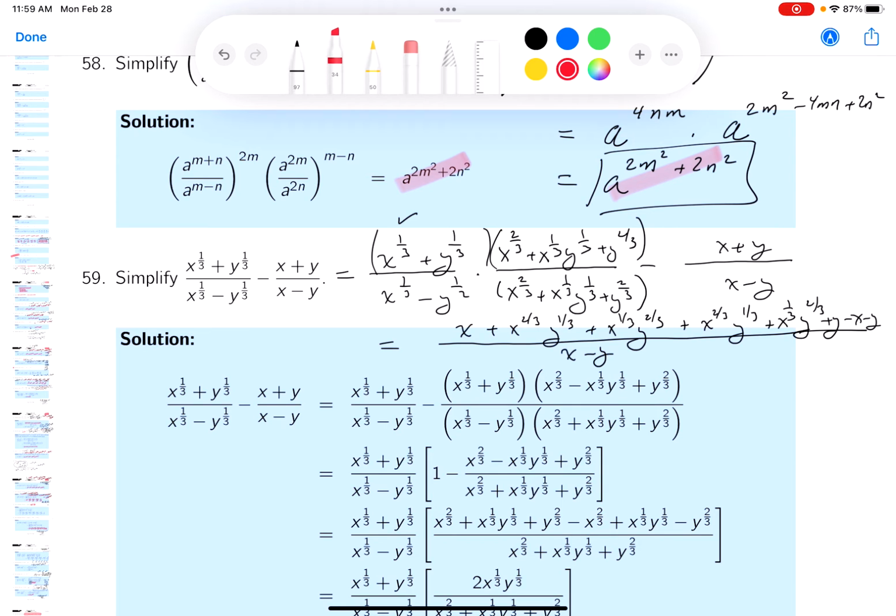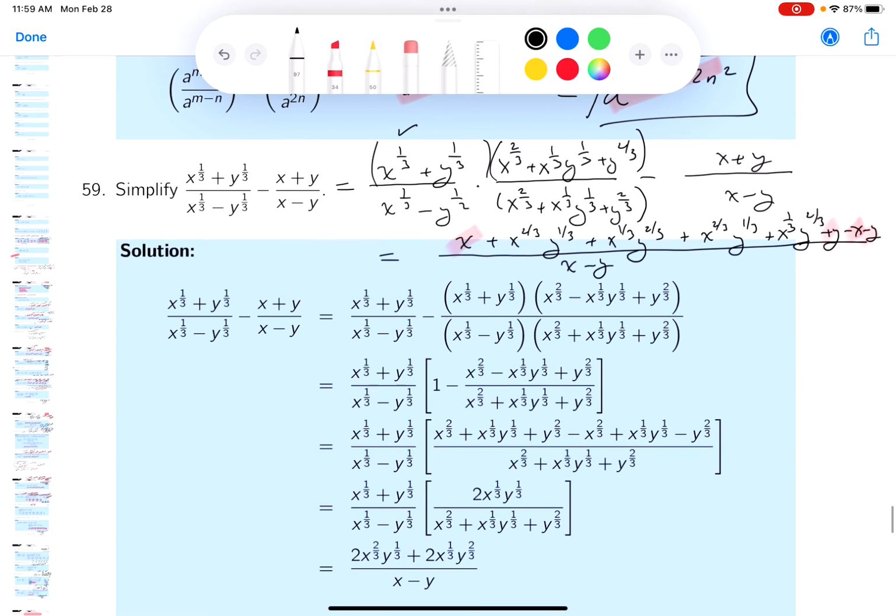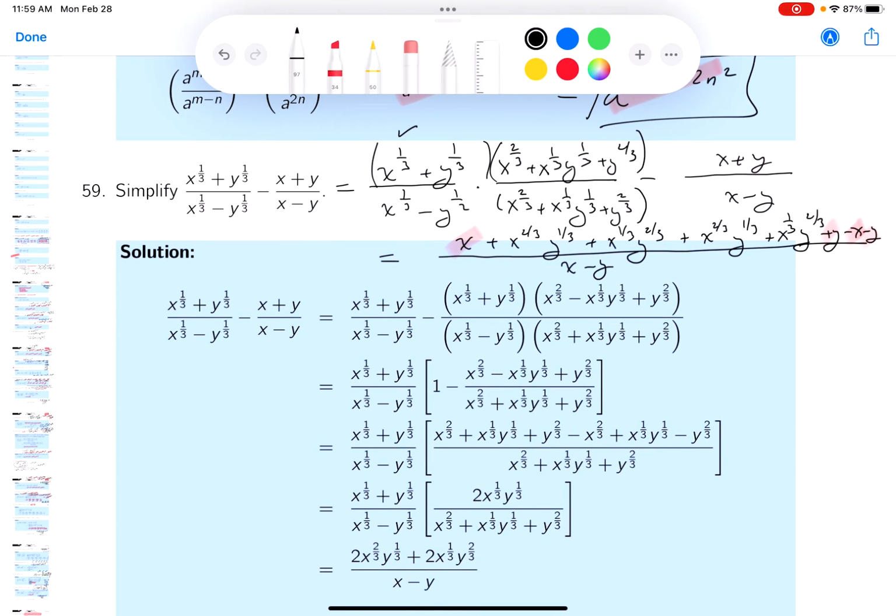Now, what's nice about this? I want to point out what's nice about it. X minus x is nothing, and y minus y is nothing. So I'm left with something, and I want to point out what I'm left with. I'm left with a bunch of terms on top, and there's how many terms? There's going to be 1, 2, 3, 4 terms, and 2 terms on bottom. And the 2 terms on bottom are x minus y.